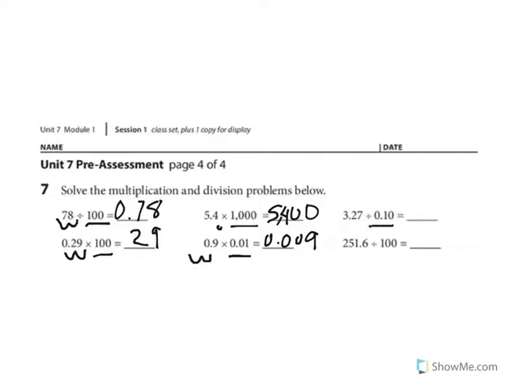3.27 divided by 1/10, okay? If I'm dividing by a number smaller than 1, then my decimal point is going to move right, okay? Always counterintuitive because I'm having more pieces. So now I divide and I find that my answer is 32.7, okay? My decimal moves 1 place value to the right. I have 32.7 pieces. They're smaller than 3.27 was, but there are more of them, okay? And 251.6 divided by 100, I move this 2 place values to the left, so I get 2.516.